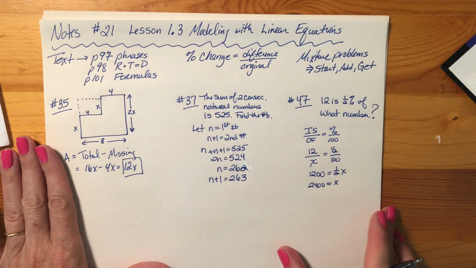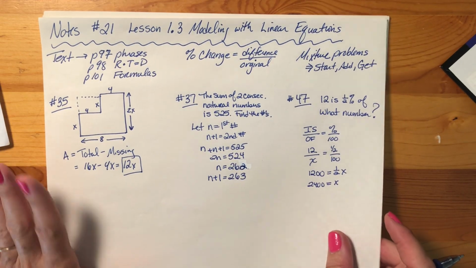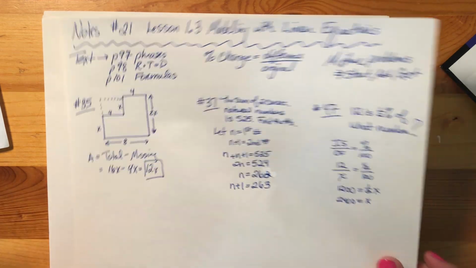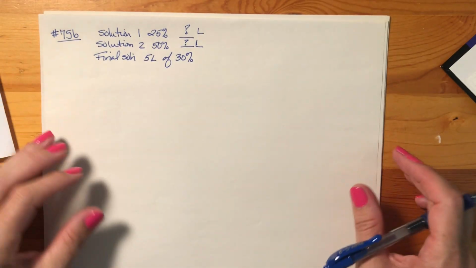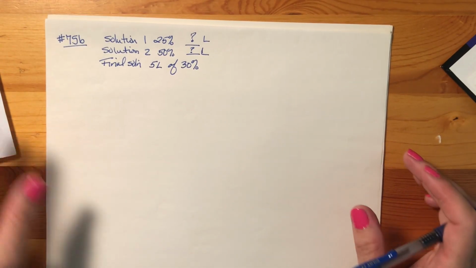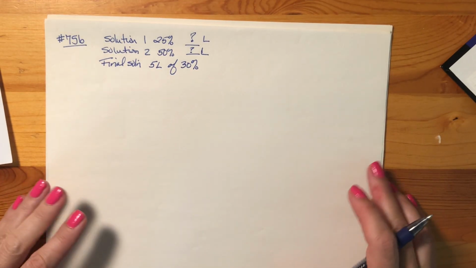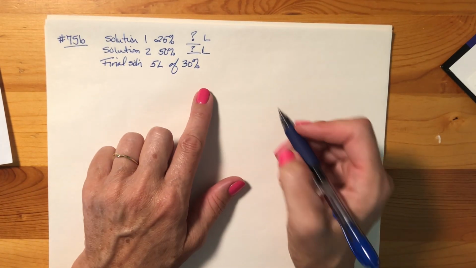The last problem I want to do with you is a mixture problem. And if you're fast forwarding through this video, this is the point where I would think that you should slow down and you should try this start, add, get problem with me on normal speed. I think a lot of you have done this before, but this always trips kids up. I like to do these as charts.